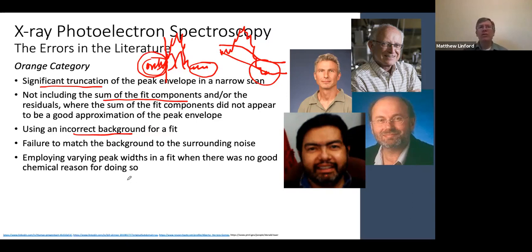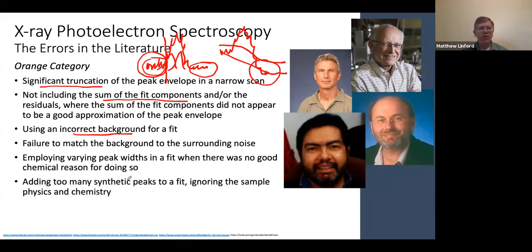As I mentioned before, it's fairly rare in XPS that you have really big differences in peak widths. One exception is when you have a metal, you often have narrow peaks, and when you have an oxide, you often have broad peaks, something called phonon broadening. So that's an example where you can have peaks of different widths, but in many circumstances, like the carbon 1s spectrum, the peaks all have more or less the same width, but people would put in peaks with extreme differences in widths. And there was just no good chemical reason for doing this.